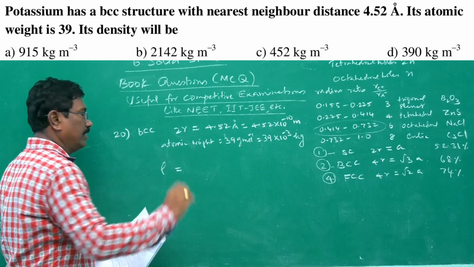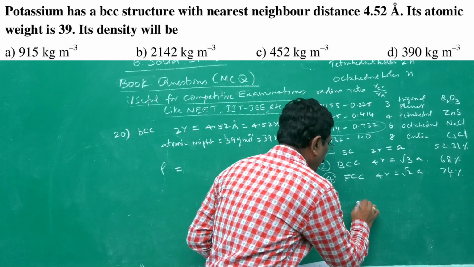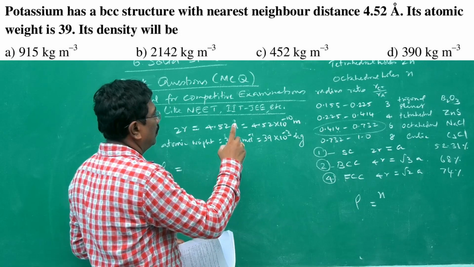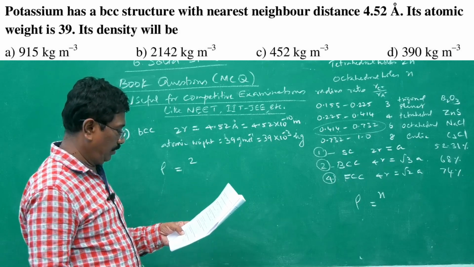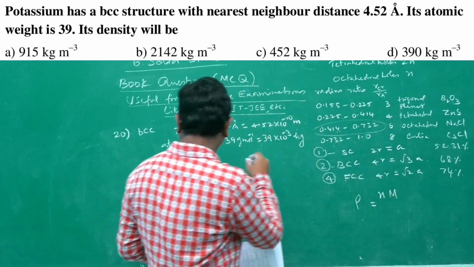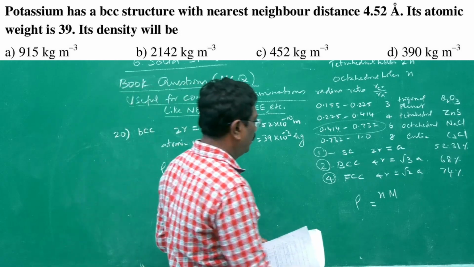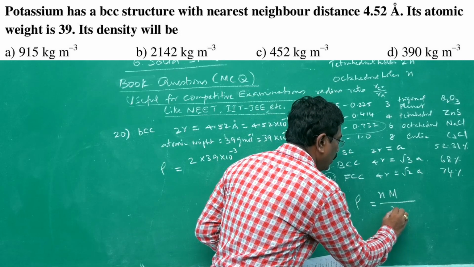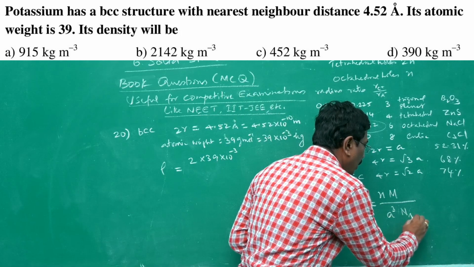How to calculate density? For density calculation, we know the formula. Density rho is equal to n, number of atoms in the body centered cubic. It is 2. N is equal to 2 into molecular mass, here atomic mass. Atomic mass is given as 39 into 10 power minus 3 kilogram, all right, divided by volume of the unit cell. A cube is the volume of the unit cell into Avogadro number.